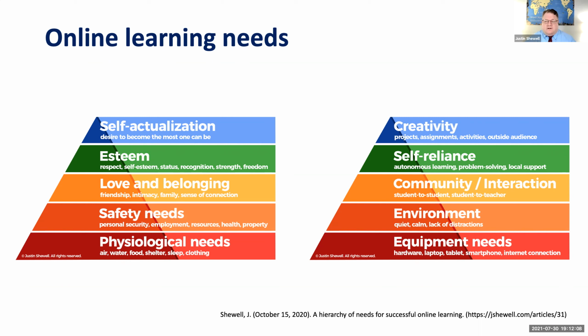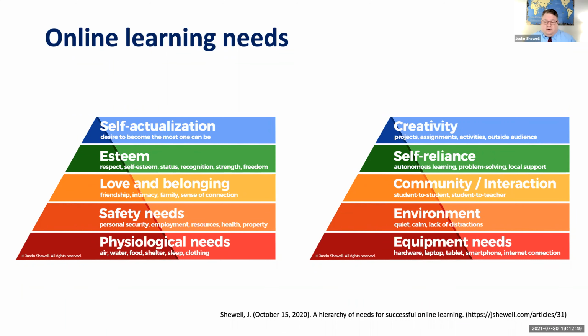And that's self-actualization. So remember, I said at the beginning that if you don't have the needs on the bottom, then you won't care about the needs above. So in order for a student to want to become better, in order for a student to want to learn and be in school, they need to have esteem, they need to have love and belonging, they need to feel safe, and they need to have their physiological needs met. And in online learning, if students don't have those four needs, self-reliance, community, environment, and equipment, then they won't really care about what you're doing in the classroom.